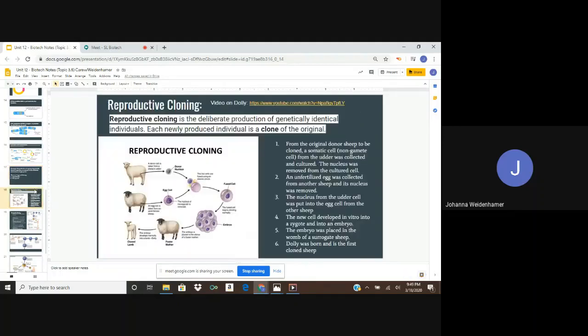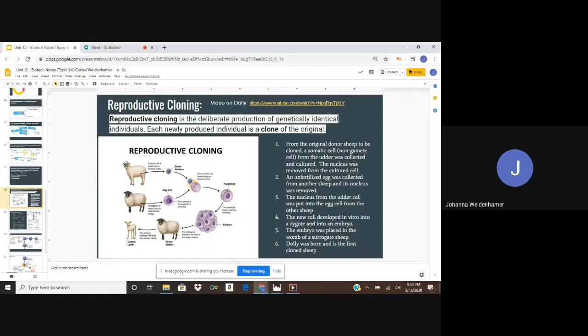What is reproductive cloning? Reproductive cloning is the deliberate production of genetically identical individuals. Each newly produced individual is a clone of the original. So we're making a direct copy or replicate of the original. You may have heard in other science classes of the sheep Dolly. Dolly was the first ever organism, the first sheep, to be cloned from an original parent sheep. So this sheep Dolly had the same exact DNA as the original sheep it came from.